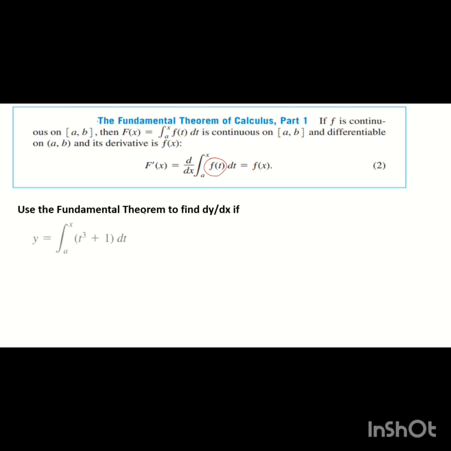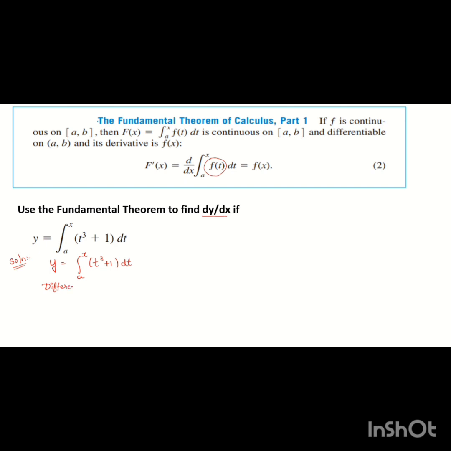So how to solve a problem using the fundamental theorem. You are given y equal to the integral from a to x of t cubed plus 1 dt, and we are asked to find dy/dx, that is the derivative of the given function. So how do you solve this? We know that y is equal to the integral from a to x of t cubed plus 1 dt, and if you look at the theorem, it says d/dx of the integral, and we want here dy/dx. So we are going to differentiate.